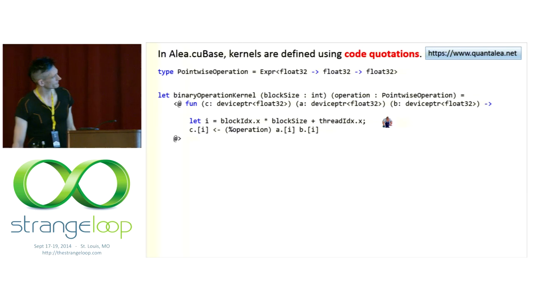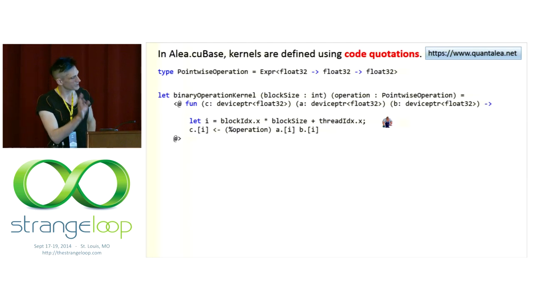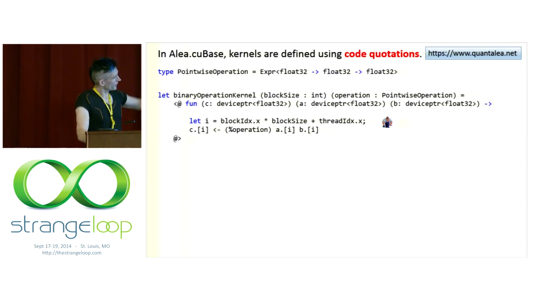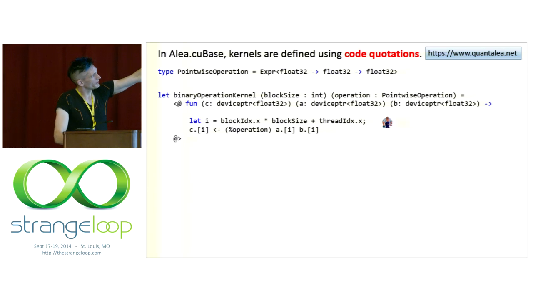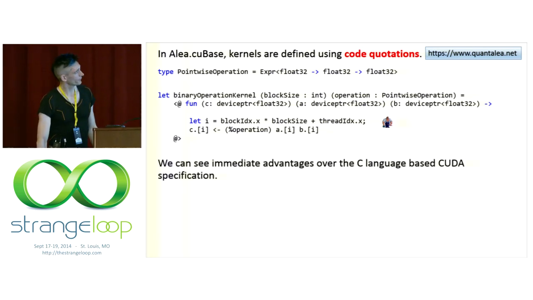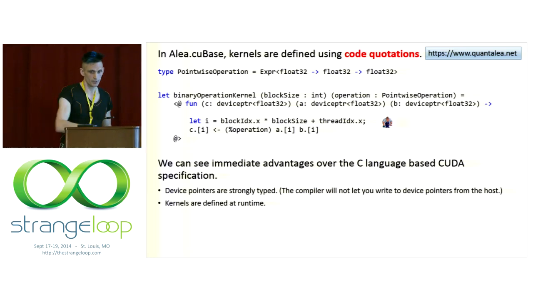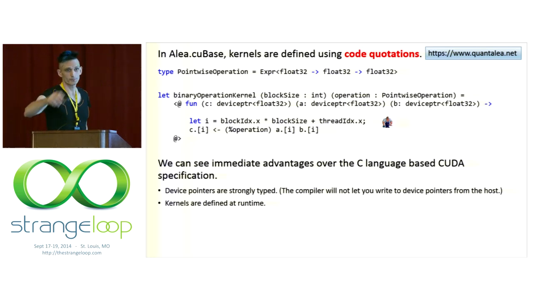So as I say, before when I was in CUDA C land, you had to write a specific kernel to add two vectors together. Adding two vectors is the hello world of the GPU programming set of problems. So here I've got my binary operation kernel. I can feed an expression into that function, and then at runtime it's going to create a kernel for me out of that expression. That's an advantage over the C language CUDA specification. Another example is that you've got strongly typed pointers. There is no way here that I can mess things up by passing in a pointer that doesn't point to an address on the GPU.